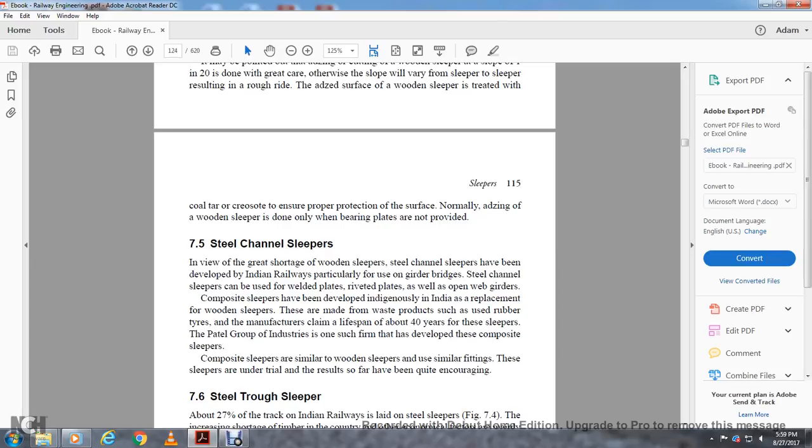The manufacturers claim a lifespan of about 40 years for these sleepers. The Paddle Group of Industries is one such firm that developed these composite sleepers. The composite sleepers are similar to wooden sleepers and use similar fittings. The sleepers are under trial, and the results so far have been quite encouraging.